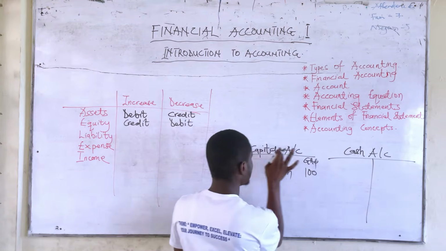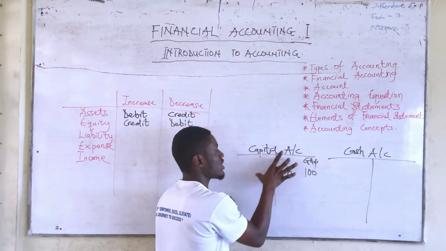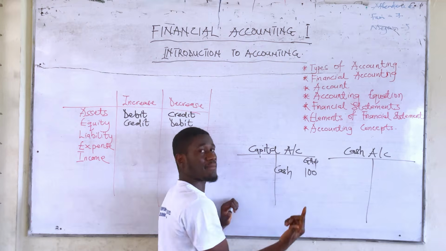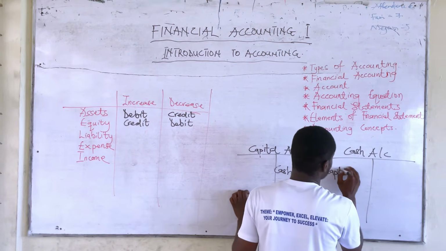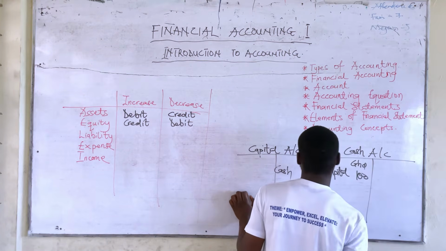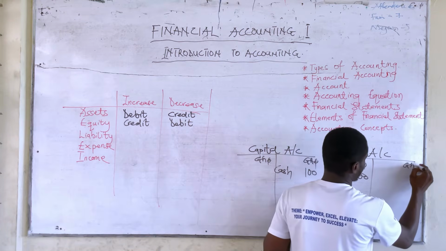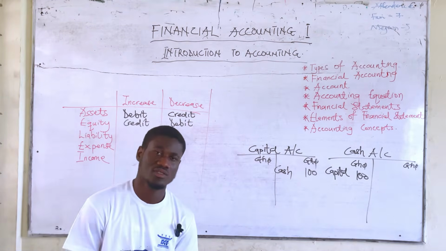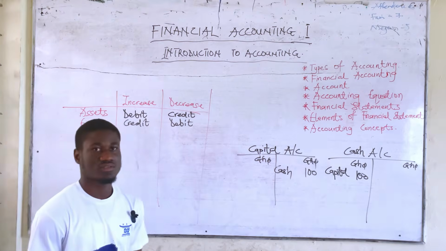So when we come here, because it's involving these two accounts, you are recording the corresponding account name here with the amount. So it's going to be capital with the 100 cedis. We started the business with cash, 100 cedis. So this is how you are going to treat it. For capital, when it increases, you are going to credit. When it decreases, you are going to debit.